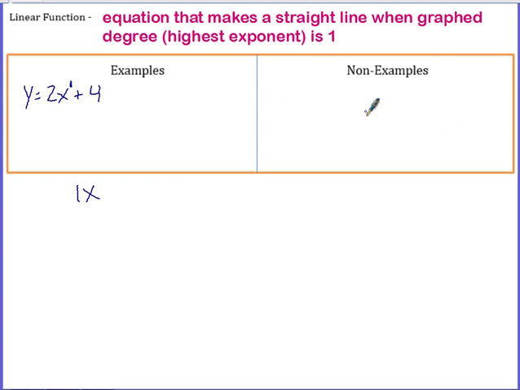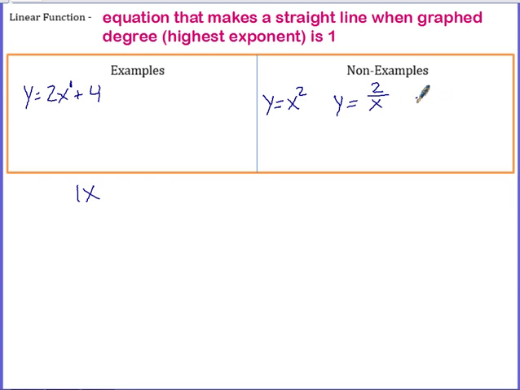Let's look at some things that would be non-examples or would not be linear. So if I have an exponent higher than 1, so y equals x squared, that is not linear. We can't have division by a variable. So y equals 2 over x, that's not linear either. Even though this would have an exponent of 1, when we have a variable in the bottom or variable in the denominator, it's not linear.